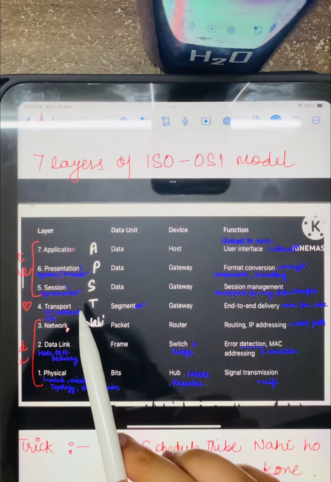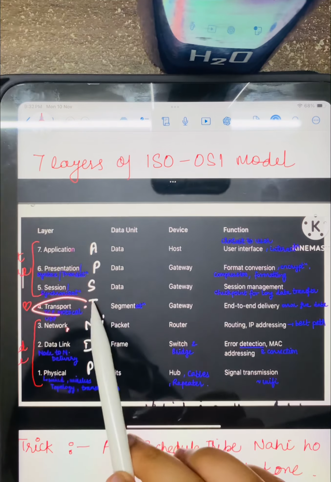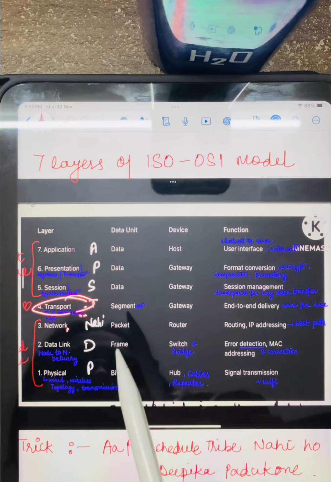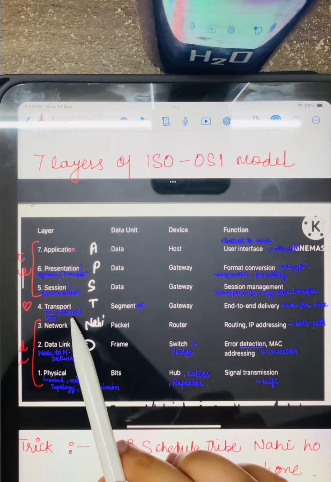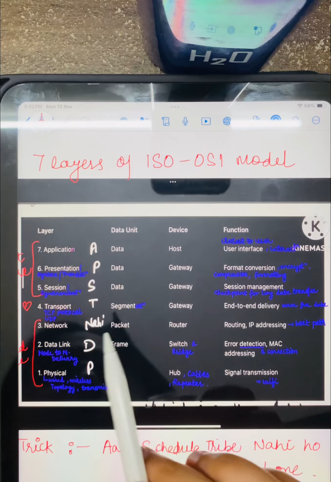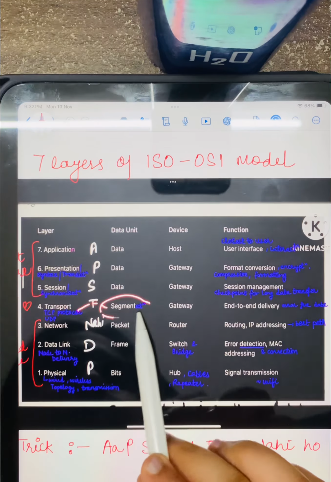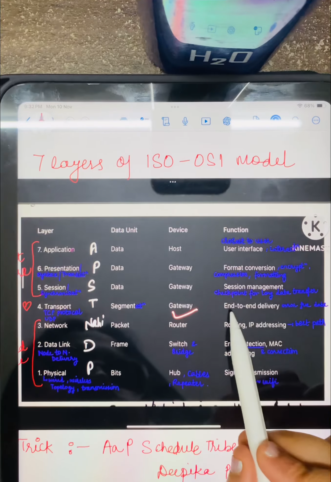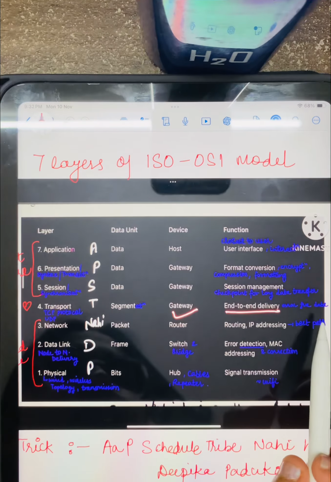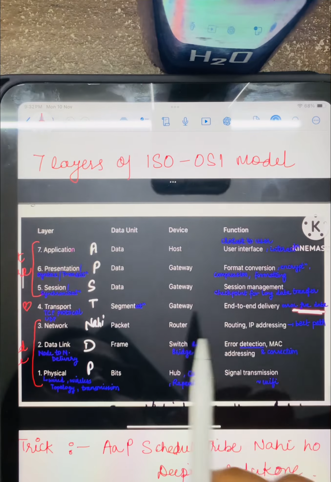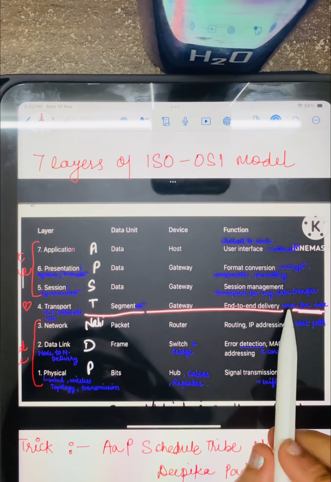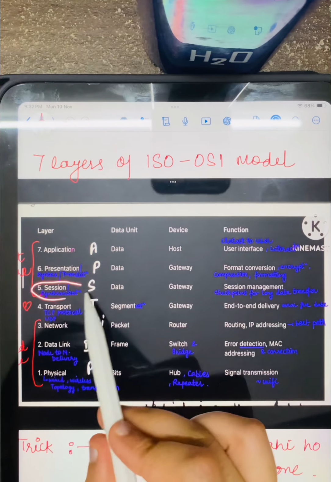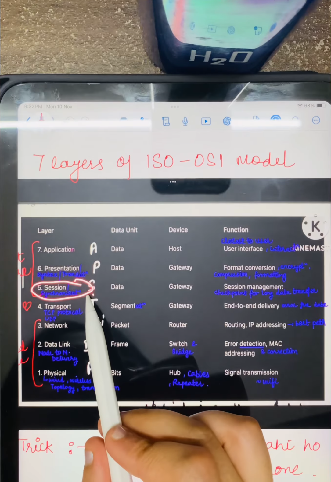This is the network. Transport, which was hardware and software both. Remember, it is TCP protocol, UDP. These are examples of it. Transport uses segmentation for data unit. The device is gateway, and it provides end-to-end delivery. Error-free data होता है यहाँ पर. Transport में error-free data.